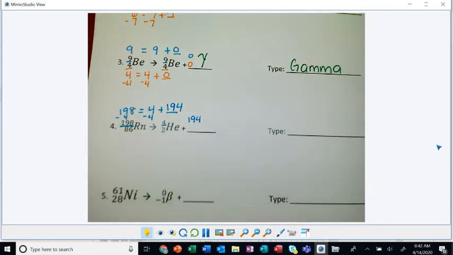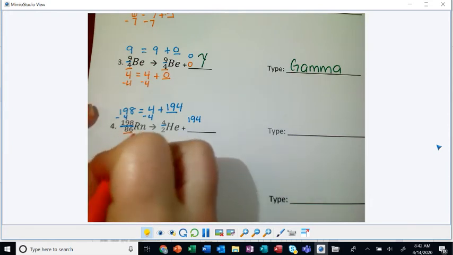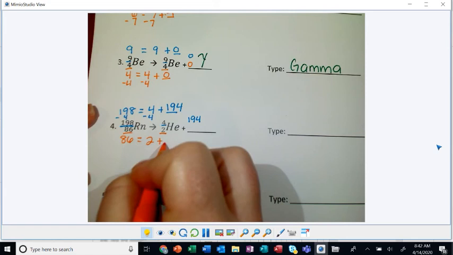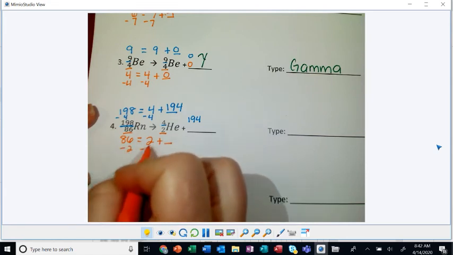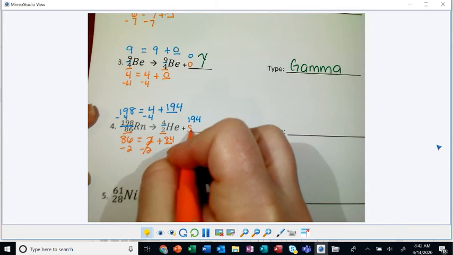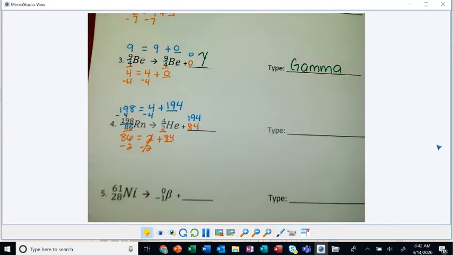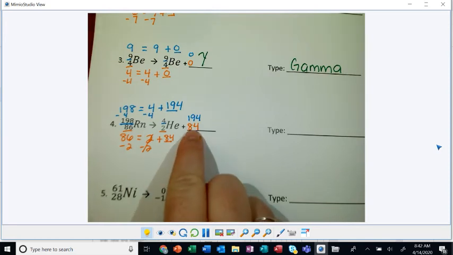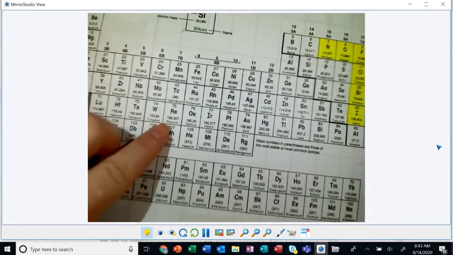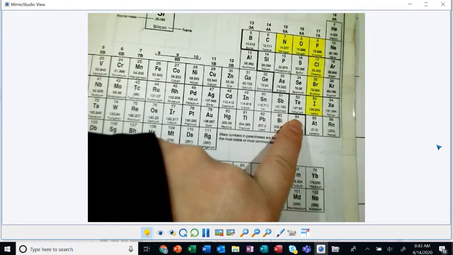All right, we're going to go ahead into our next problem. Not next problem, but the bottom numbers. And we get 86 equals 2 plus blank. Subtract 2 from each side. Those cancel out, right? 86 minus 2 gives me 84. So my bottom number is going to be 84. Now, this one you're going to need your periodic table for. Remember, the number on bottom becomes the number on top that we are looking for. So we're looking for an 84 over here on top. And here is the 84 on top.